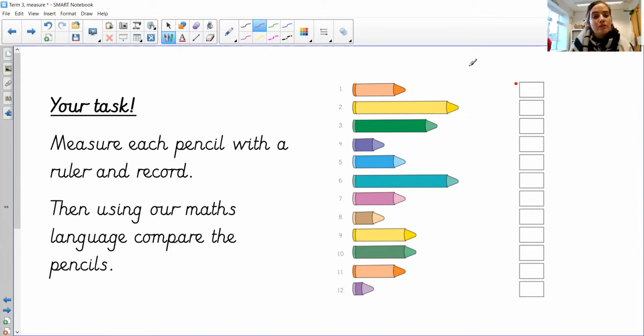So measure each pencil with a ruler and record. And then it says, then using our maths language, so shorter than, equal to, longer than, compare the pencils. So the yellow pencil is longer than this orange pencil at the top. The orange pencil is shorter than the yellow pencil. So measuring and recording and then using that key language to compare the pencils.